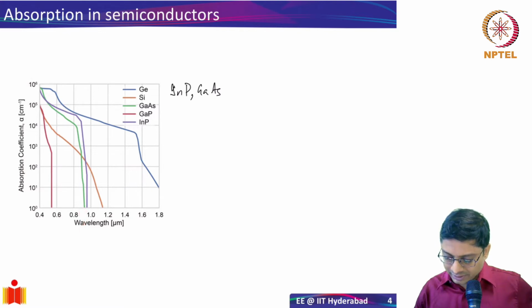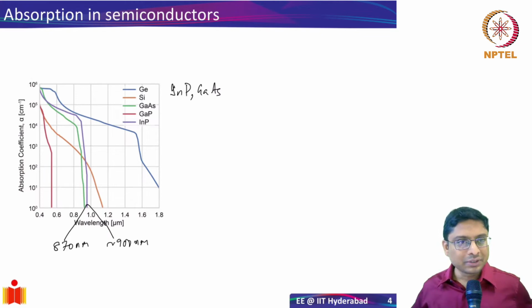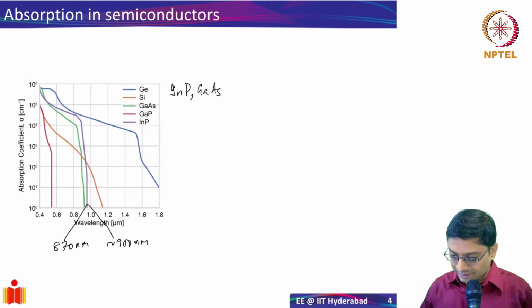Gallium arsenide should be green here. This is 870 nanometers. And the purple one is indium phosphide, which should be roughly around 900 nanometers. So you see that below a wavelength of 870 or around 900, the absorption is increasing steeply. But if you look at silicon, silicon's band edge will be about 1.1 microns.